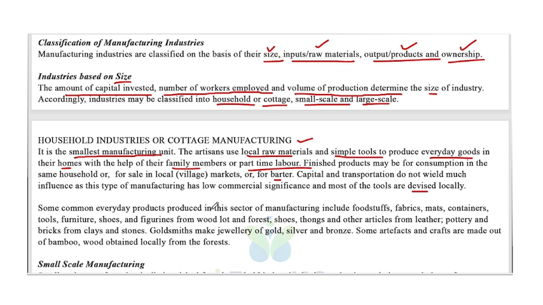Some common everyday products produced in the sector of manufacturing include foodstuffs, fabrics, mats, containers, tools, furniture, shoes, and figurines from wood, and shoes, thongs, and other articles from leather, then pottery and bricks from clays and stones. Okay, so these are some of the common manufactured products. A goldsmith makes jewelry of gold, silver, and bronze. Some artifacts and crafts are made out of bamboo and wood obtained locally from the forest. So these are some examples of household industries or cottage manufacturing industries.